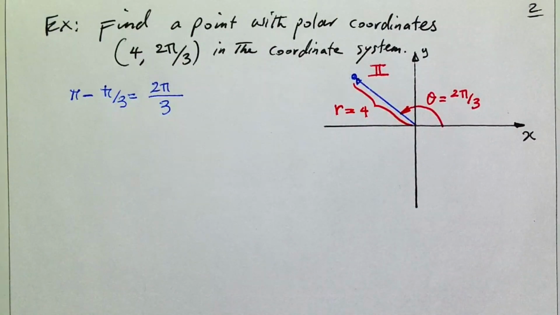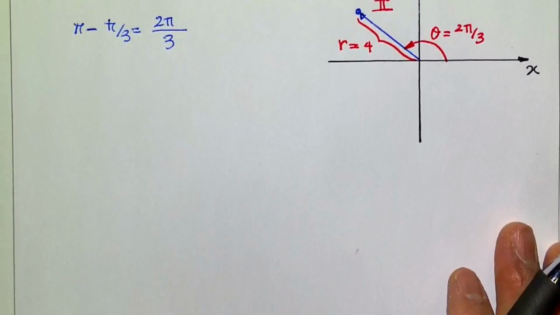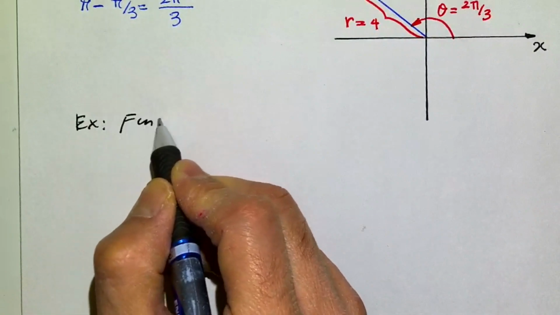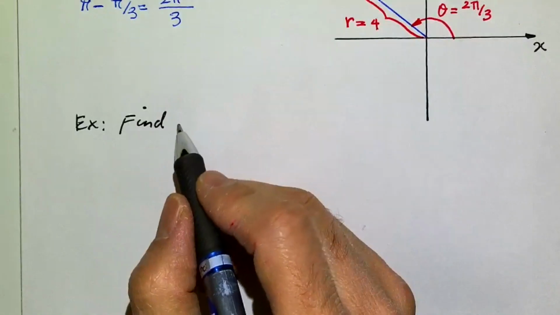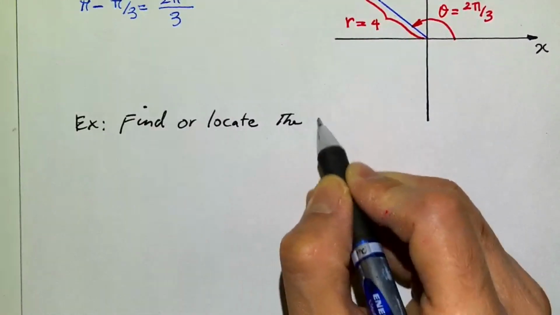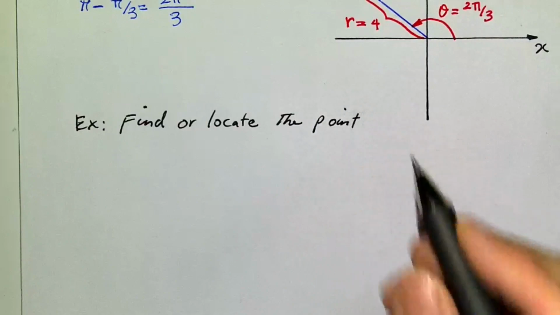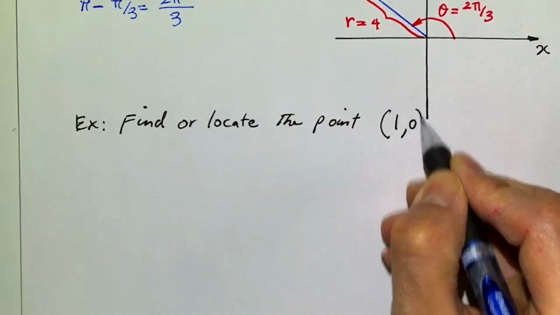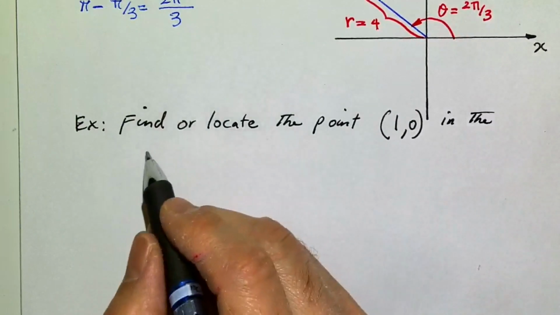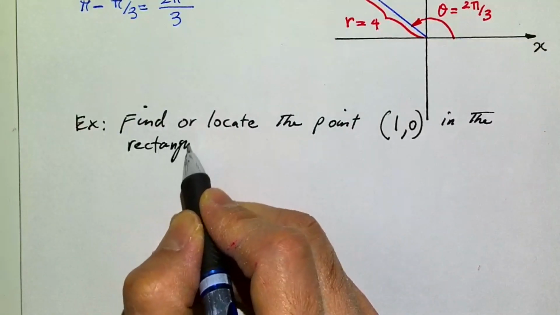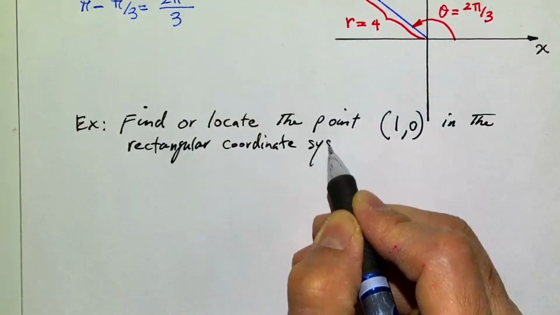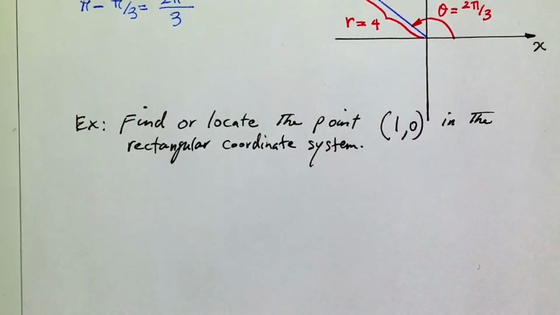All right, let's give another example. This time we want to find, or locate, maybe that would be a better word, the point 1, let's say, comma 0, in the rectangular coordinate system, which would be the same xy coordinate system.